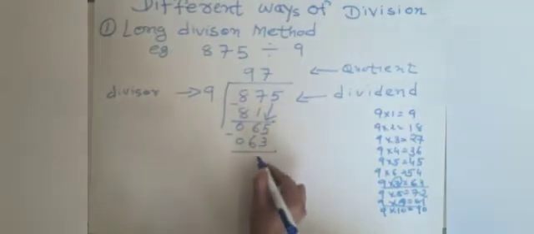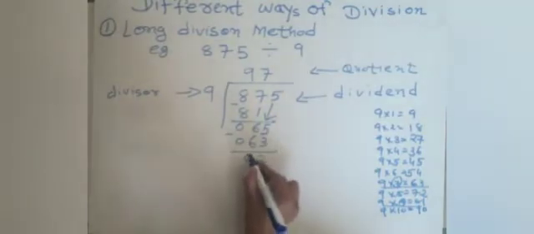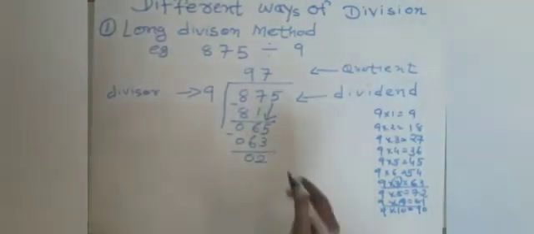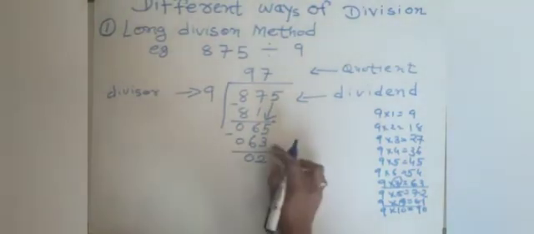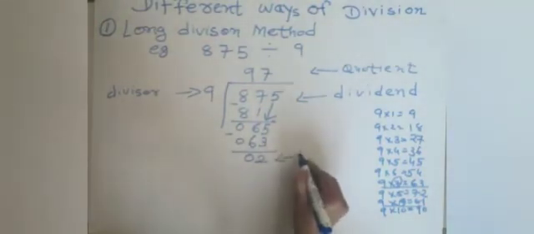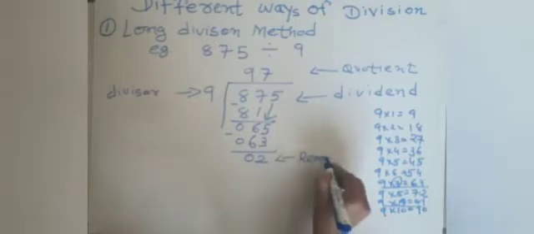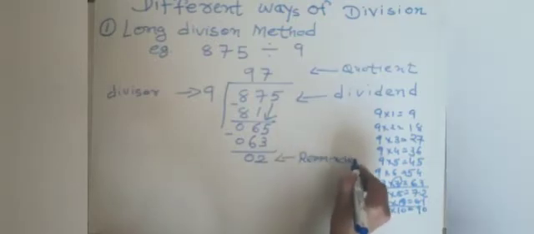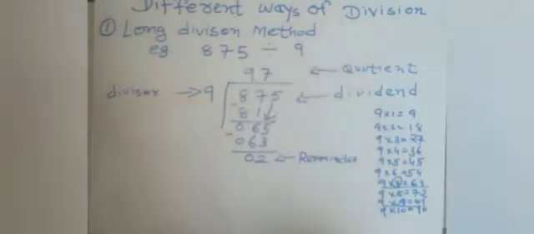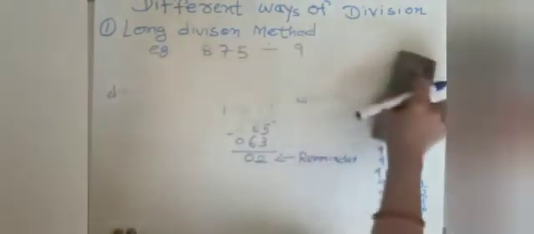5 minus 3 is equal to 2. 6 minus 6 is equal to 0. So this is the remainder, and this is the quotient. All of you know this is the regular method. Now let us discuss another method.